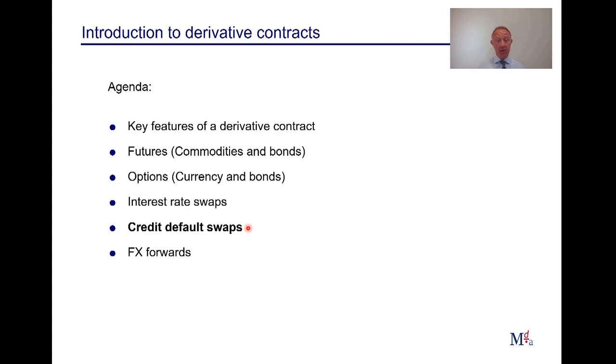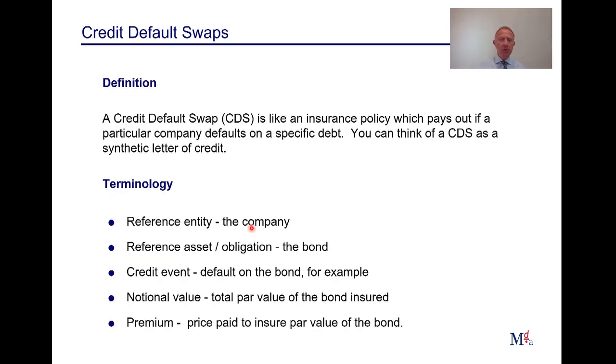Our next derivative is a credit default swap. Credit default swaps are like a type of insurance. There are some differences to insurance. With insurance, you have to have an insurable interest. You have to prove that you've suffered a loss before you can make a claim. However, with a credit default swap, you can make a claim even if you haven't suffered a loss.